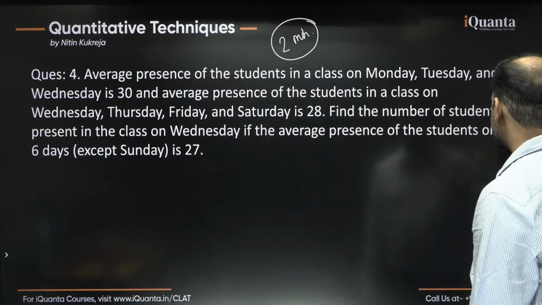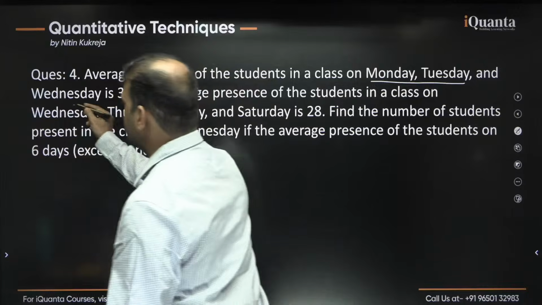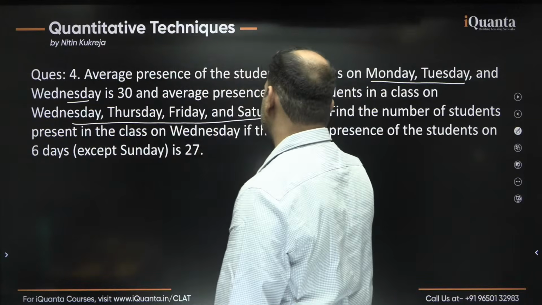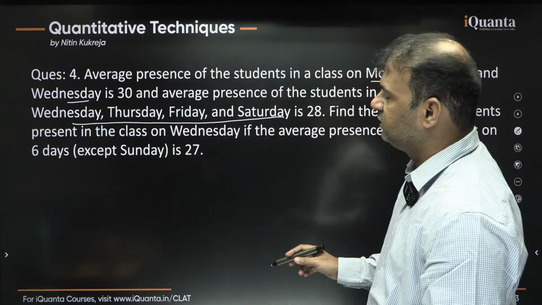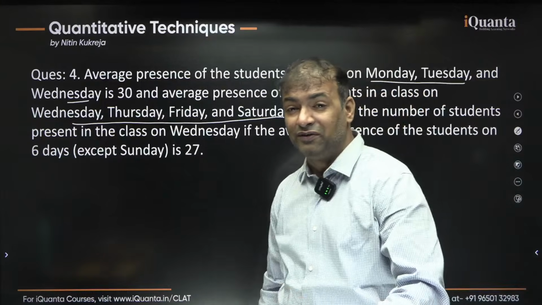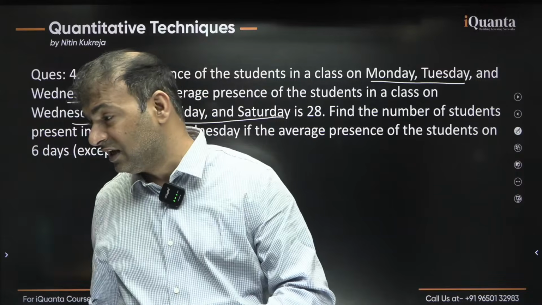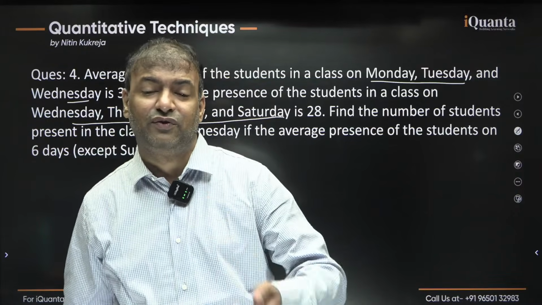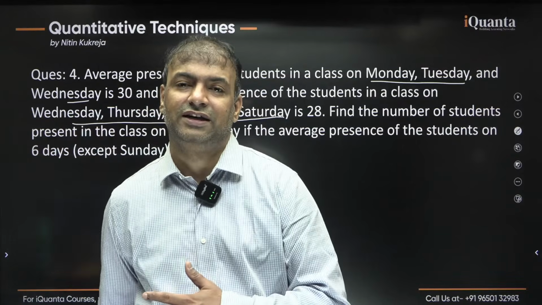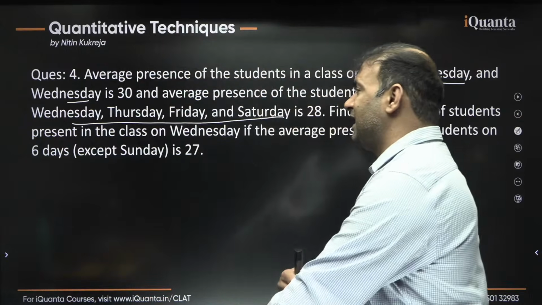Okay guys, did you understand one thing, that in the first data, the Monday, Tuesday, Wednesday average is given. In the second data, the average of Wednesday, Thursday, Friday, Saturday is given. And in the last data, the average of all the 6 days, Monday to Saturday, is given. So one day is common in all of them, and that is Wednesday. And that is why they have asked the presence on Wednesday only, right? The reason is very obvious, because Wednesday is in all the data. So let's see how we can calculate this now, right?